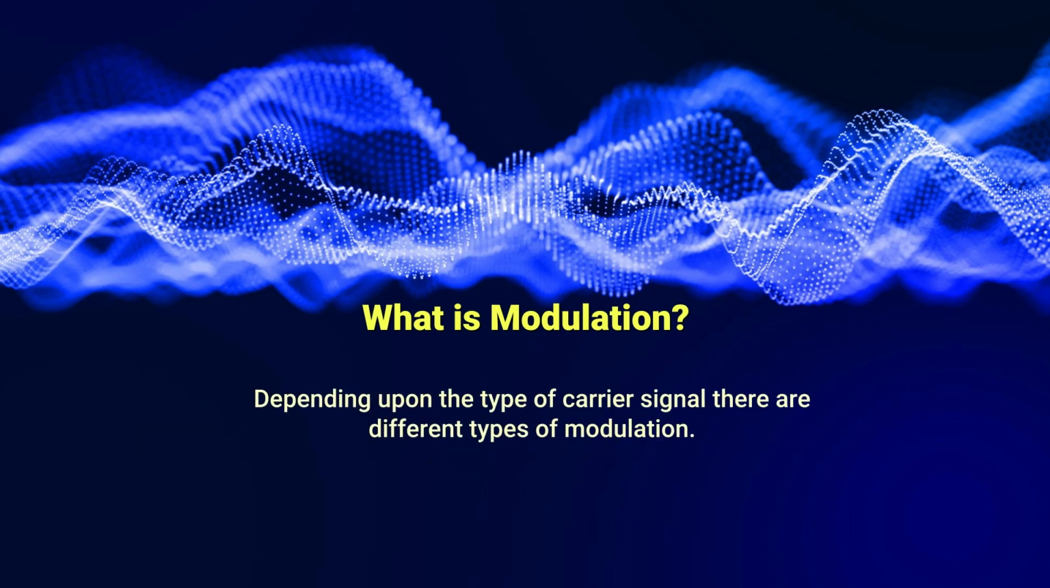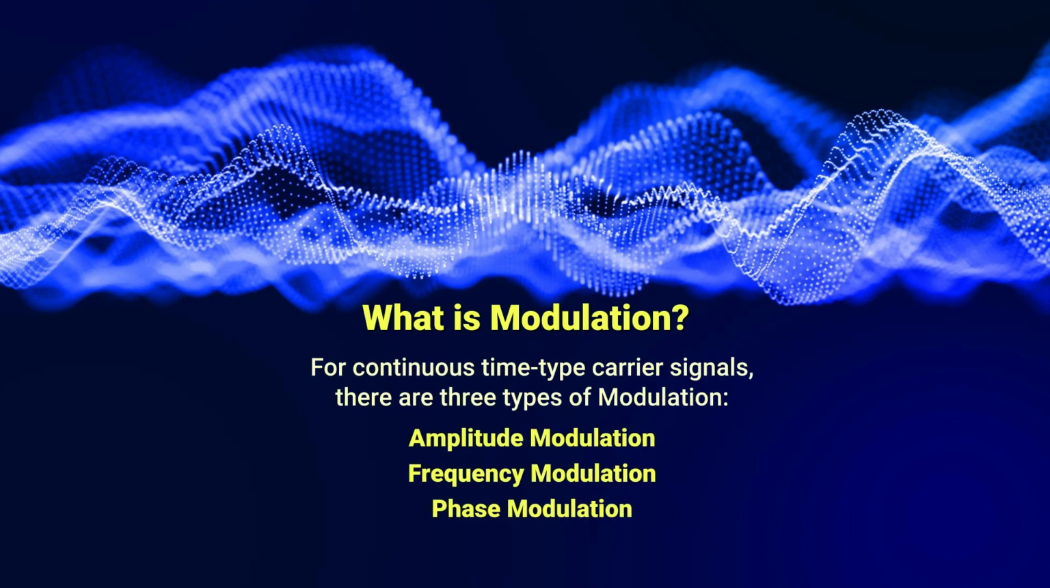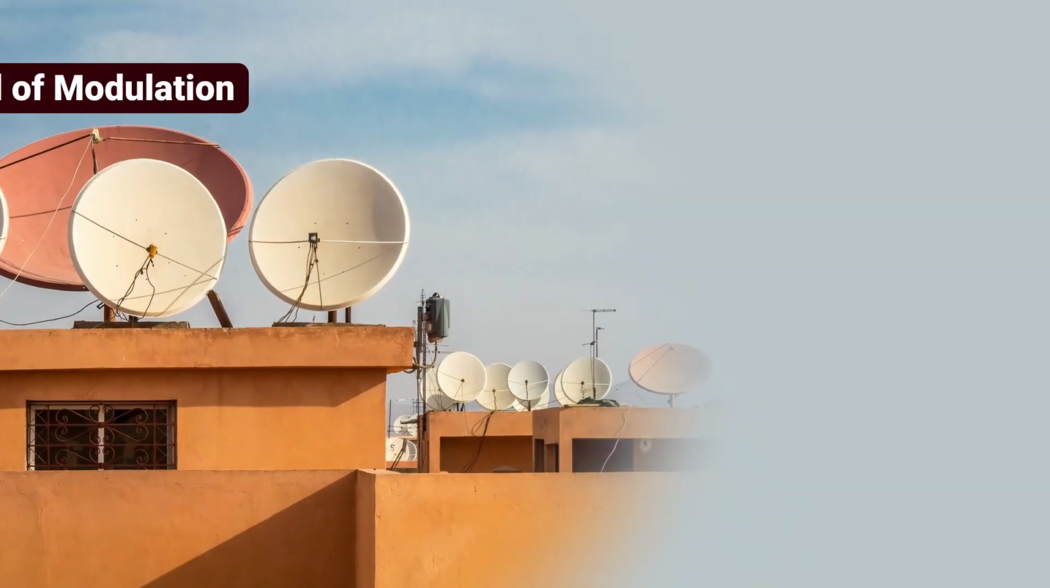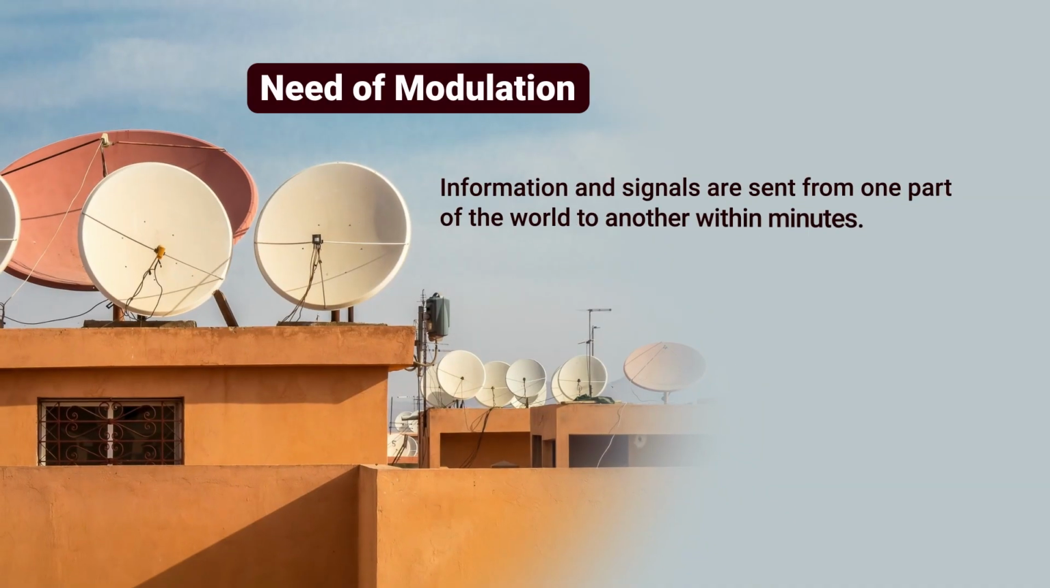Depending upon which characteristic of the carrier signal is varied according to the message signal, there are different types of modulation. The characteristics for a continuous time type of carrier signal are amplitude, phase and frequency. Therefore, on the basis of that, there are three types of modulation, which are amplitude modulation, frequency modulation and phase modulation. Next, we will see what is the need of modulation.